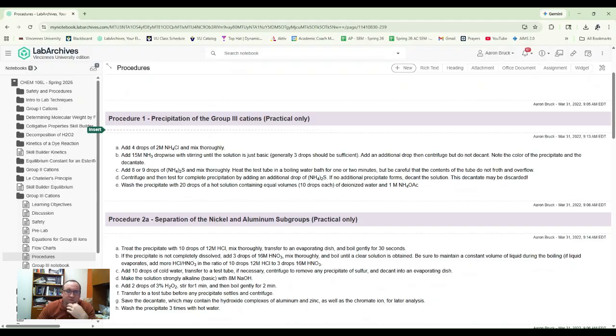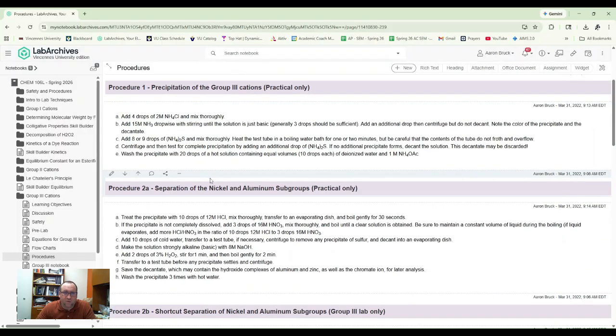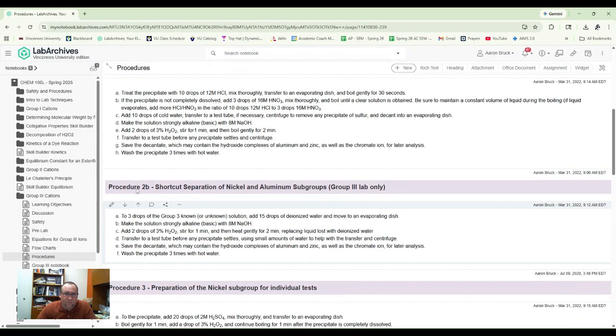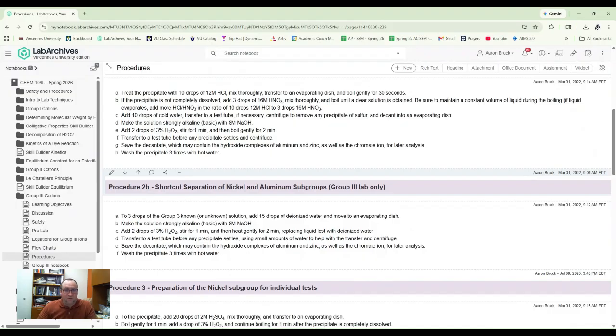So these 2 steps are really important in that scenario, because there are other things present. In the group 3 analysis that you're doing, it is only group 3 ions that are present. There are no contributing distractors. And so these are actually unnecessary steps. You'll actually begin with procedure 2B.